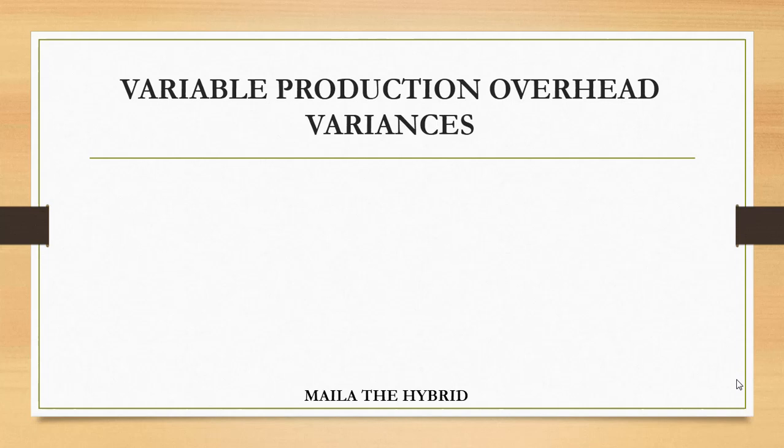Welcome again, and today we're going to take a look at variable production overhead variances. What are variable production overheads? These are just indirect costs that are variable and they are related to production. So how do you compute their variances?